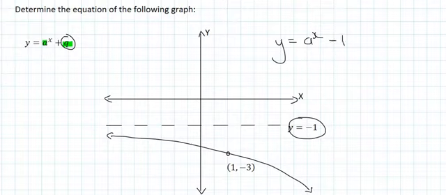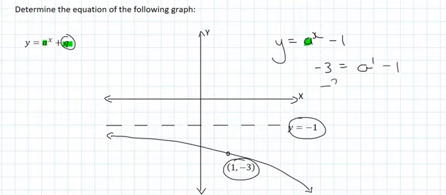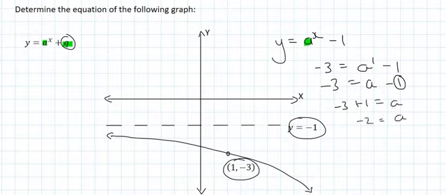So the only letter that we now need to find is a. And so when you only have one letter to find, you should substitute. And so there we have another point on the graph, so we can substitute that. So the y value of that point is minus 3, and the x value of that point is 1. And so minus 3 is equal to a to the power of 1, which is just a, minus 1. You then take the minus 1 over to the other side, where it will become positive, and so a is going to be equal to negative 2.